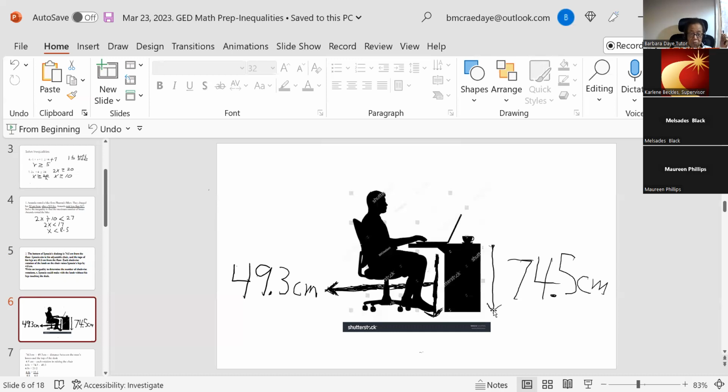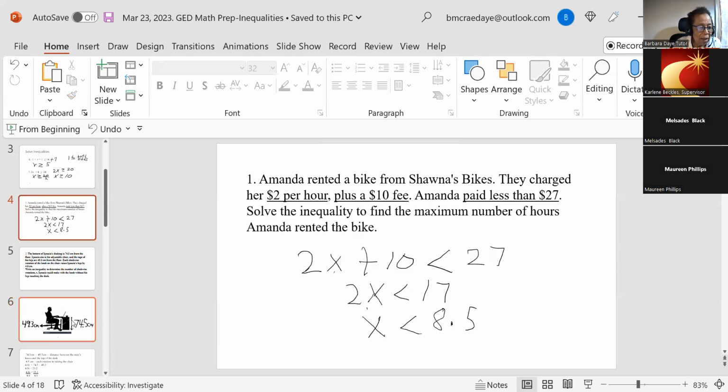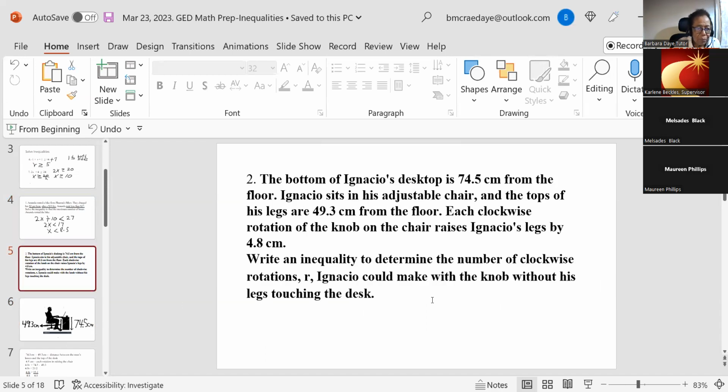Yes, the difference would be what would bring him up, right? Yeah. So you need to subtract these to find out the distance to go from where he is to the top. All right, so that's what you'd have to do. But then you want to say, well, if a rotation gives me so many centimeters, then how many rotations would you have to make before this man's legs touch the desk?